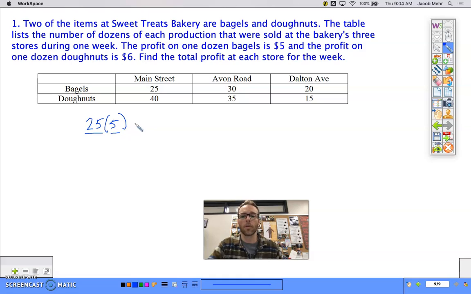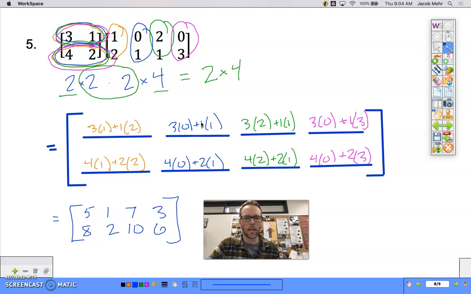Then what would I have to do? I would have to add on the profit from the donuts. And that would be 40 dozen donuts times the profit for a dozen donuts is $6 per dozen. And I would get whatever that number is. Now look at the way that's written. Doesn't that remind you of matrix multiplication? 25 times 5 plus 40 times 6. That looks a lot like what we see here.